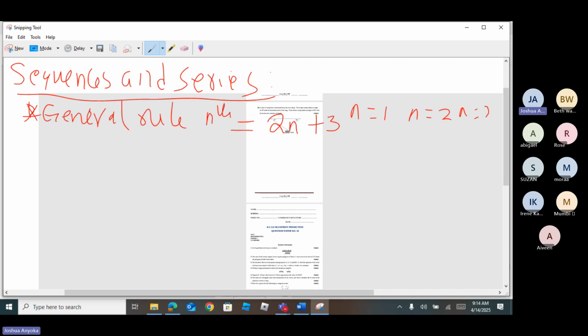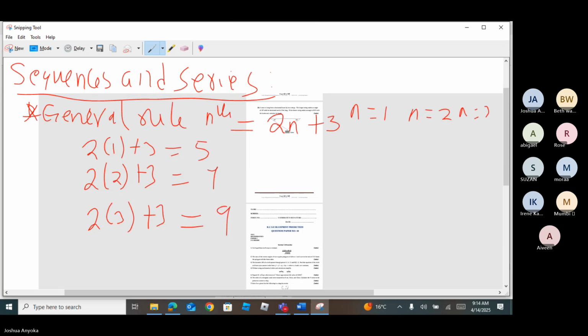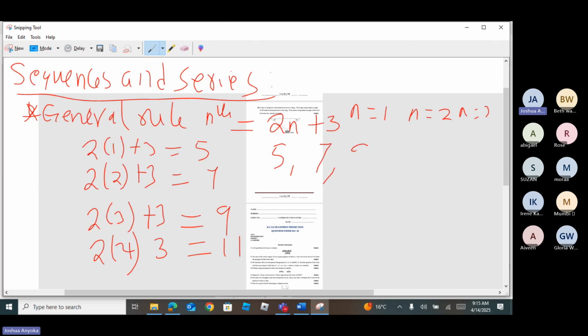So we substitute 1. Our first term will be 2 into 1 plus 3, which gives us 5. 2 into 2 plus 3 gives us 7. 2 into 3 plus 3 gives us 9. 2 into 4 plus 3 gives us 11. So the terms of this sequence would be 5, 7, 9, and 11. These are the first 4 terms of the sequence.